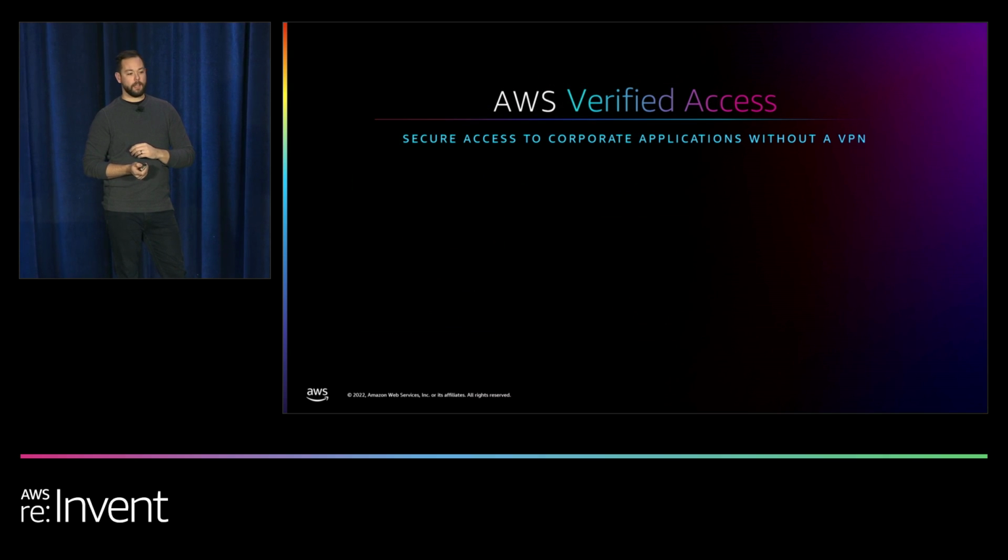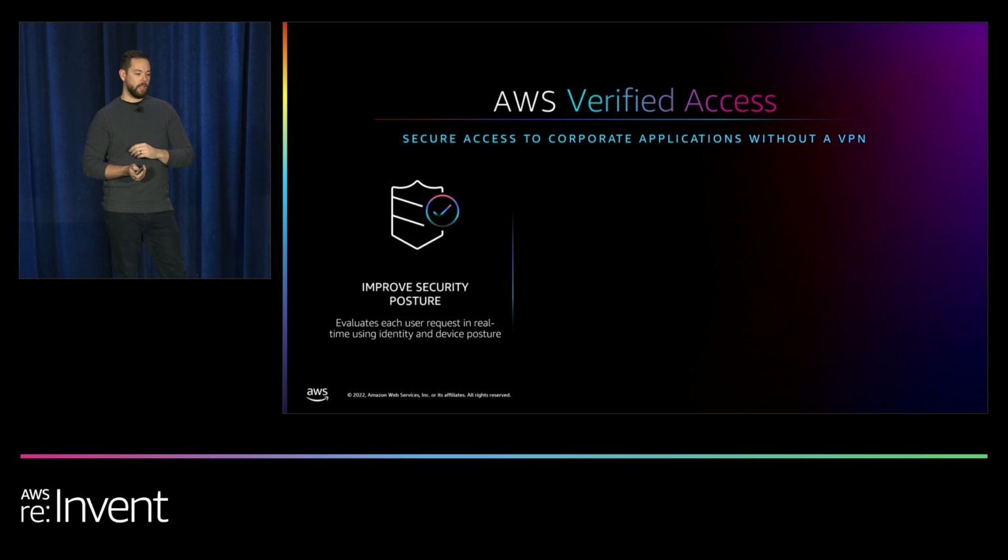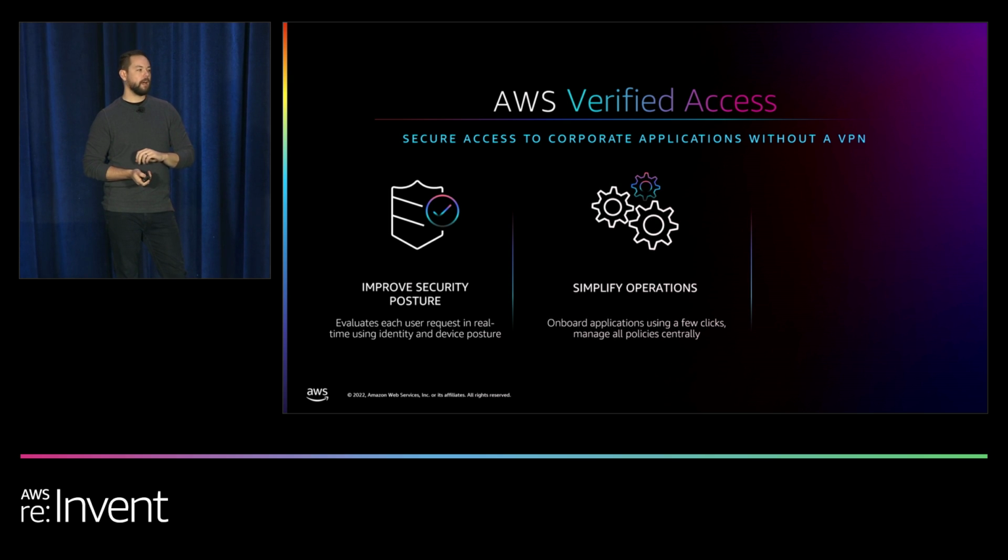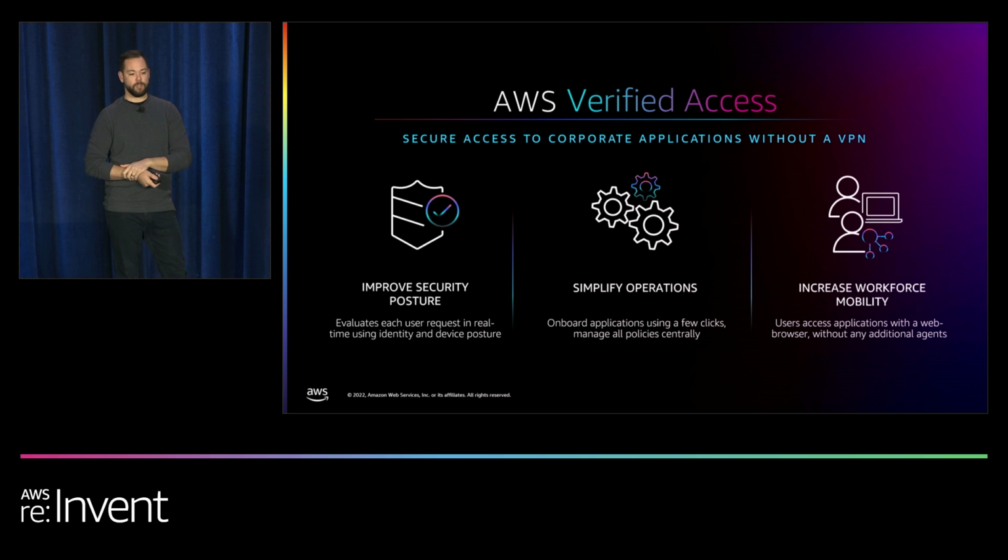So this week we released AWS Verified Access. The idea behind this is we want to be able to improve security posture beyond just security groups and NACLs. So things like evaluating users as they come in and what policy and what applications they have access to. We want to simplify operations, so you don't have to remember what your destination IPs are for your applications every time you want to lock down security. And lastly, increase workforce mobility. So basically having users be able to use a browser to come in and access an application inside AWS.